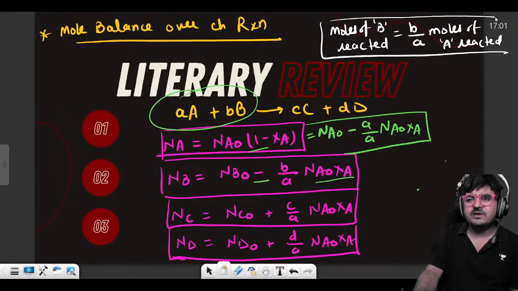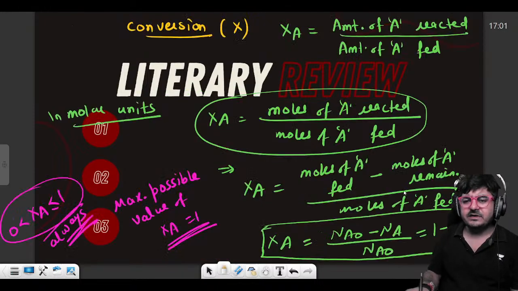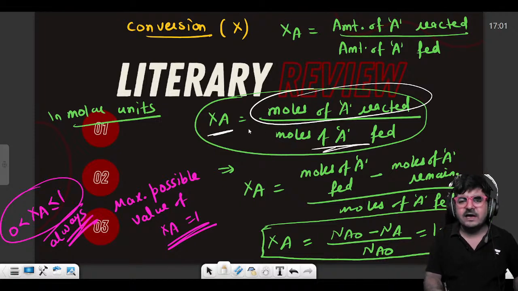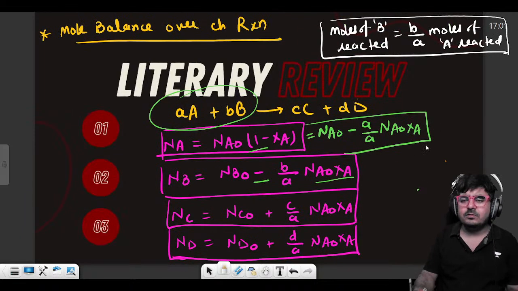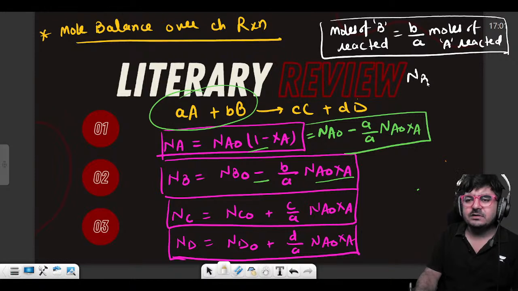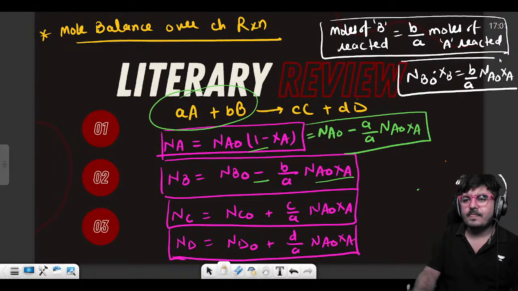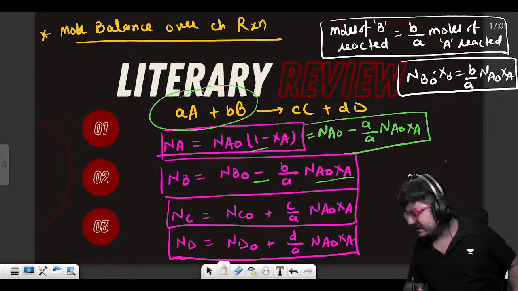Okay, just remember this. So what is moles reacted? You can see here, moles of A reacted will be N_A0 into X_A. On the same logic, moles of B reacted will be N_B0 into X_B, which equals B upon A times the moles of A reacted, that is N_A0 into X_A. I hope it is clear.